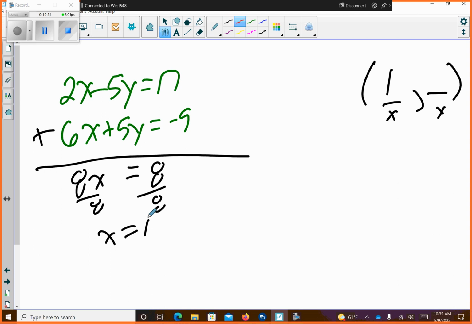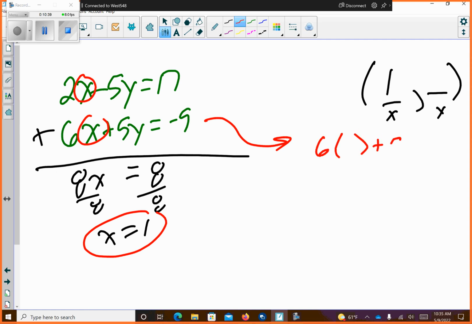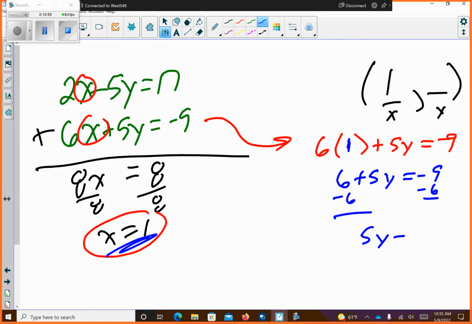So now we know that x is equal to 1. I could take that 1 and plug it into either of them. I might plug it into this bottom one. So there was an x that lived there, but now it's going to be 1. So 6 times 1 is 6 plus 5y equals negative 9. Subtract 6, subtract 6. 5y equals negative 15. Divide by 5. Y is equal to negative 3. There's my answer.